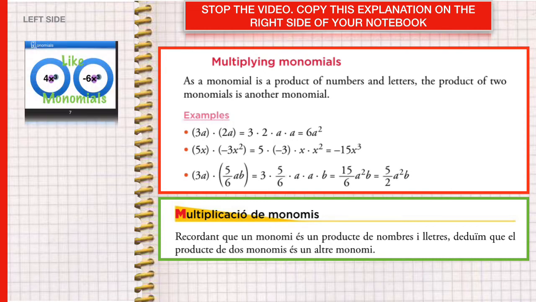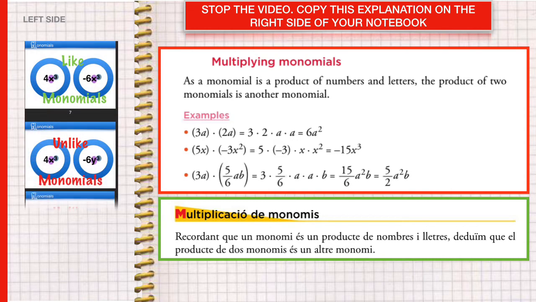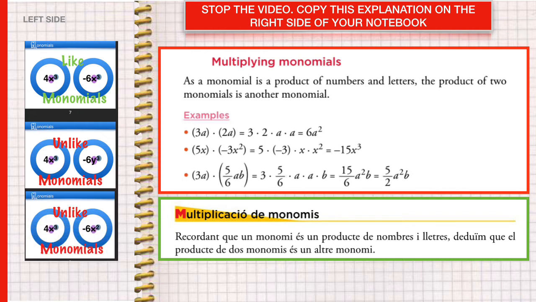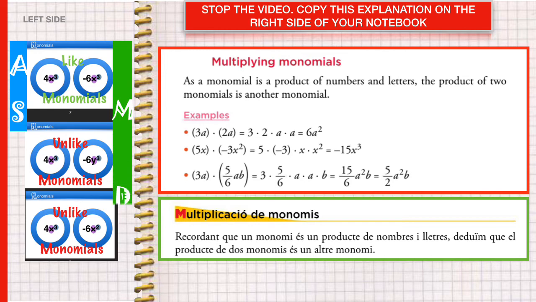Copy this scheme on the left side, or make your own, to remember how to add, subtract, multiply, and divide monomials. To add or subtract monomials, you need like monomials. To multiply or divide monomials, you can multiply or divide like or unlike monomials.